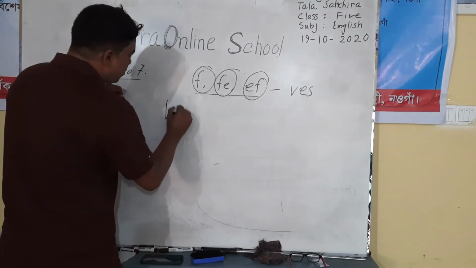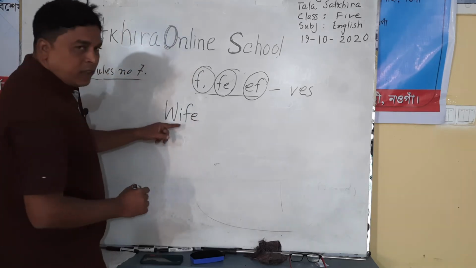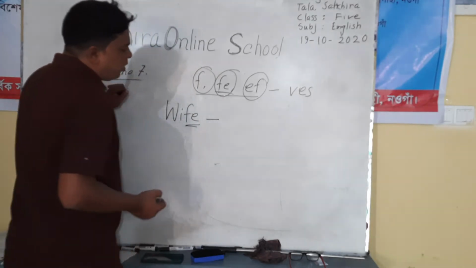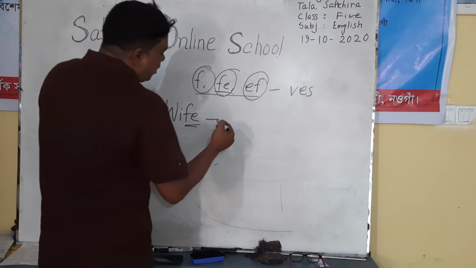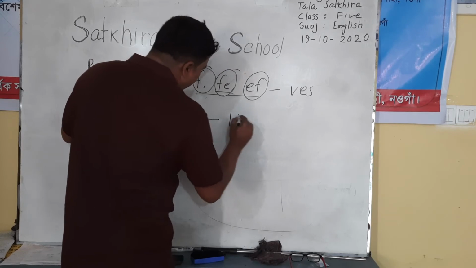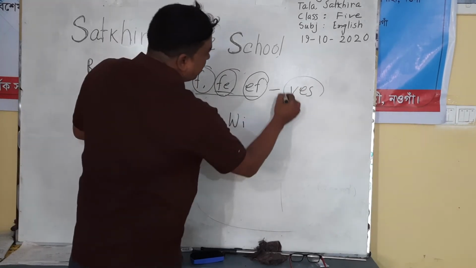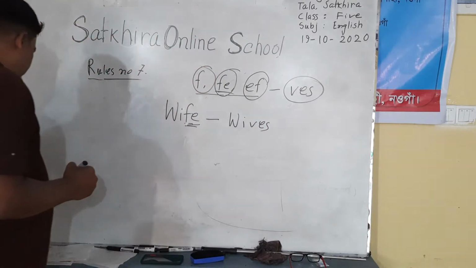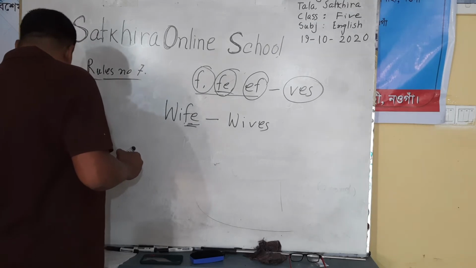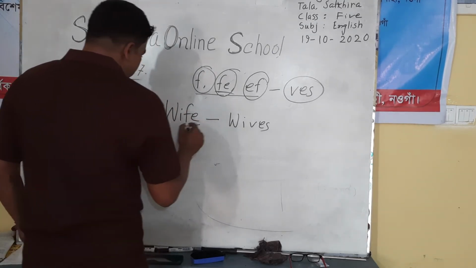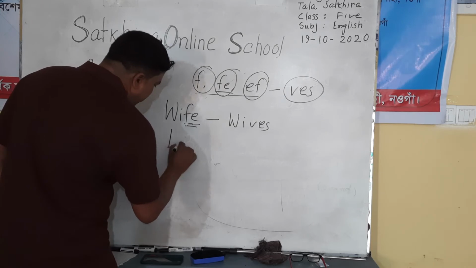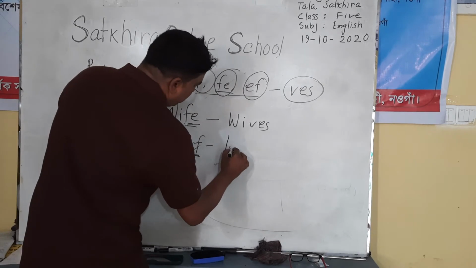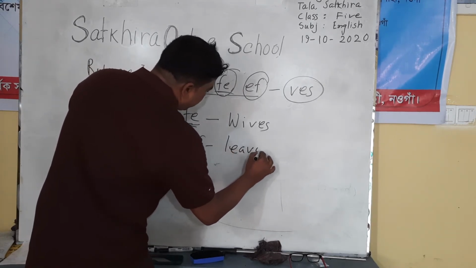Like wife. Here the last letters are FE. So we change it to the plural by adding VES: wives. Okay, wife, wives. Another example: leaf, ending in F. So the plural is leaves.